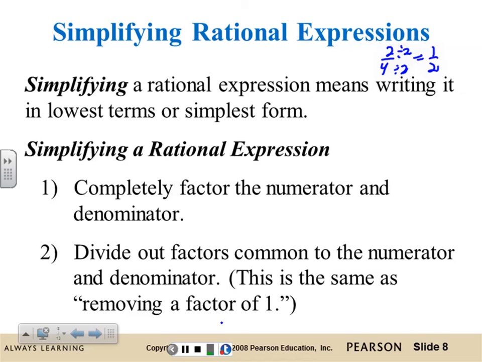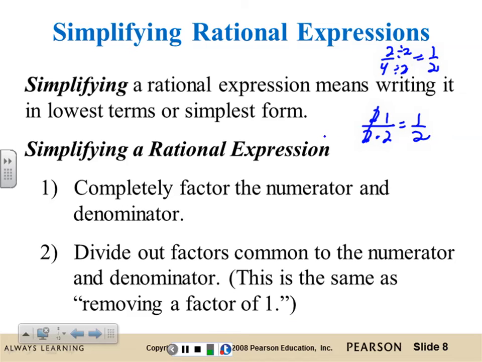So for example, if here you have 2/4 and we're going to divide each one of those by 2. So you know that 2 is of course prime, and then 4 will go into 2 times 2. Well, these two go to 1, and so you get 1/2, and that's essentially what we're doing here.